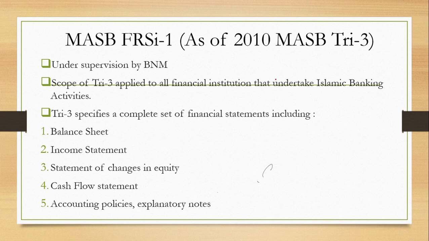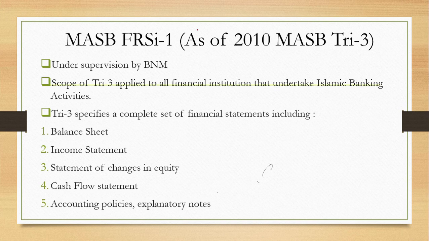Contohnya macam kita akan ada CIMB. CIMB is a conventional bank, but then dalam CIMB dia juga ada lakukan Islamic banking activities ni. Kan dia ada CIMB Islamic Bank, betul tak? So framework ini, MASB ni adalah diguna-pakaikan untuk institution yang macam ni lah.